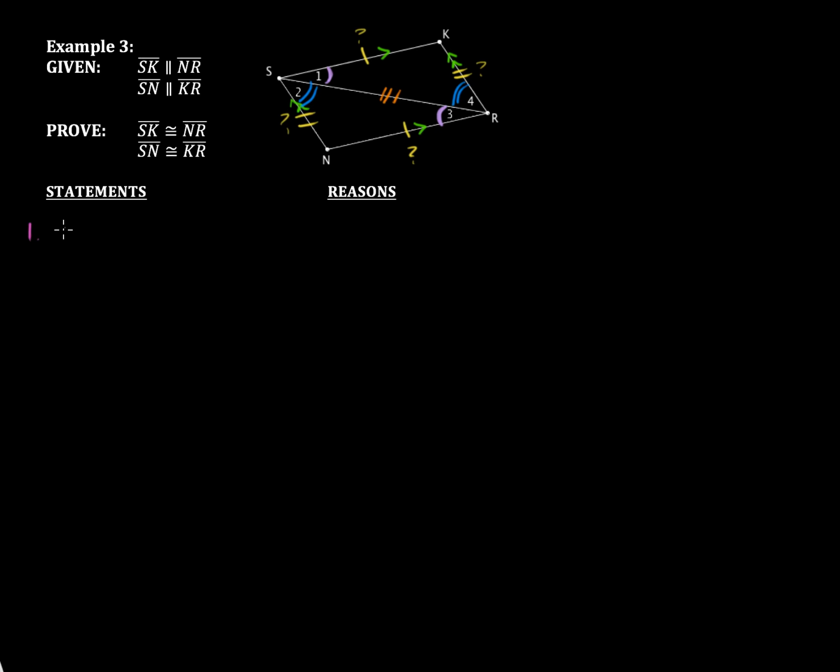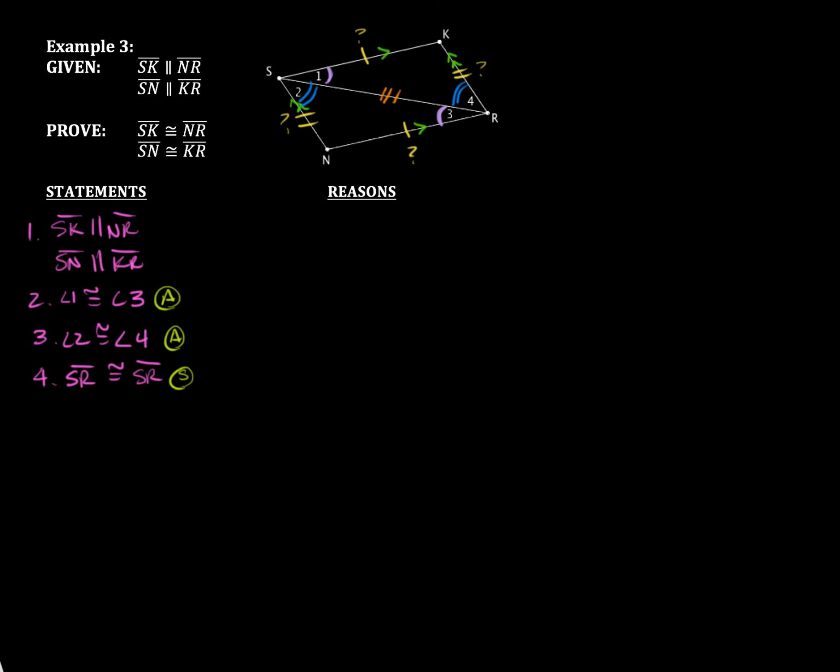First of all, I'm going to say that SK is parallel to NR and that SN is parallel to KR. That's important because angle 1 is now congruent to angle 3 and angle 2 is congruent to angle 4. I also noted that SR is congruent to itself. So that would give me a pair of angles here, a pair of angles here, and a pair of sides there. So I have enough at this point to say that triangle SKR is congruent to triangle, now I've got to be careful, S to K to R.